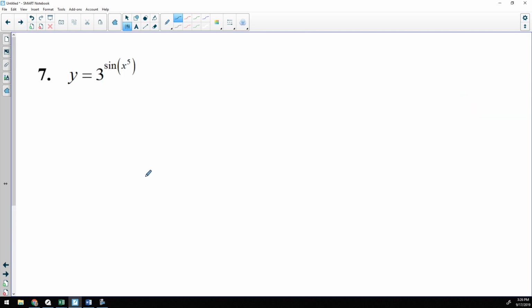One more problem. Number 7 is 3 to the sine of x to the 5th. And this one also is going to have a couple of layers to it. The first layer, it's like that e to the x example we had earlier. Instead of 3 to the x, it's 3 to a bunch of garbage. And so my first pass at the derivative is going to be to do the derivative of 3 to the x. And the derivative of those exponential functions, it's 3 to the x. It's not a base of e, it's a base of 3, so we need to multiply by the natural log of 3. And that would be the first pass of the derivative here.